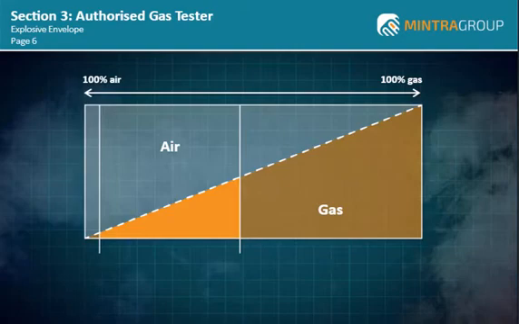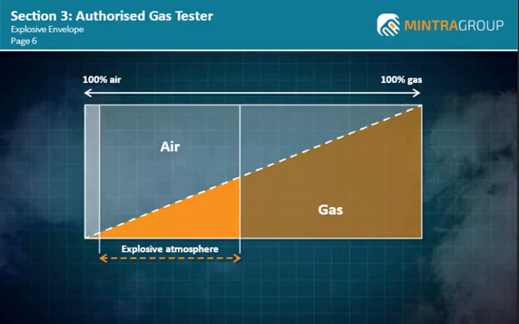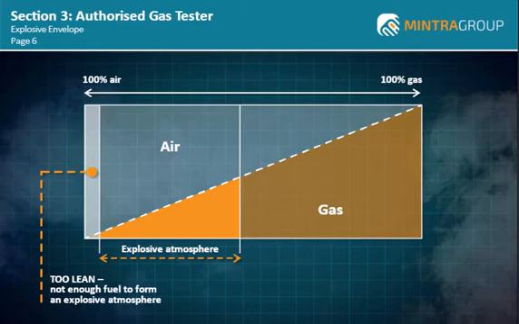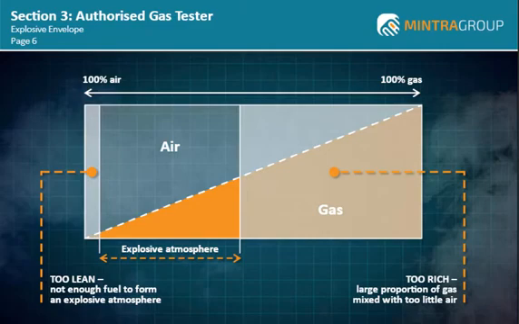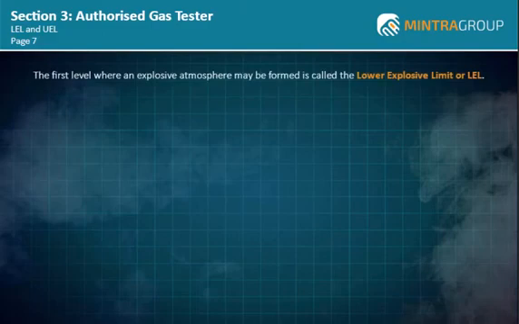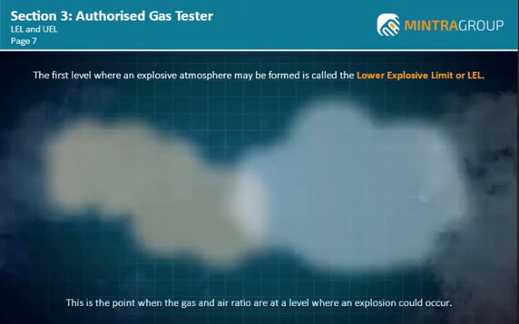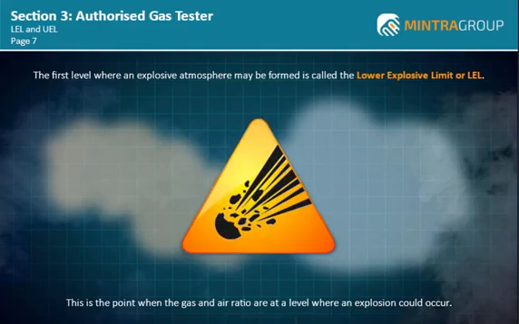We know that gas and air, when mixed in a certain ratio, can form an explosive atmosphere. If there is too much air, then the gas and air mix will be too lean, as there will not be enough fuel to form an explosive atmosphere. However, if there is a large proportion of gas mixed with too little air, this is considered too rich and again will not form an explosive atmosphere. The first level where an explosive atmosphere may be formed is called the lower explosive limit, or LEL. This is the point when the gas and air ratio are at a level where an explosion could occur.